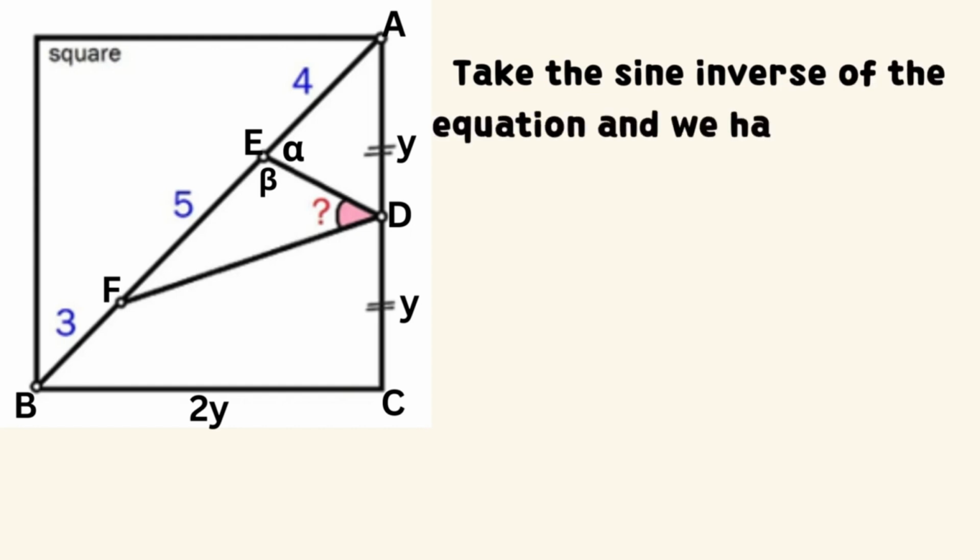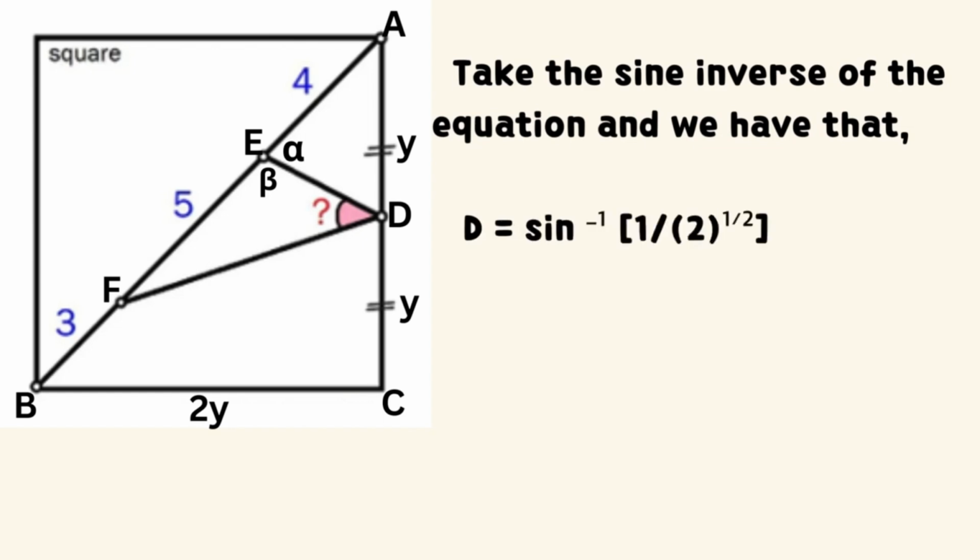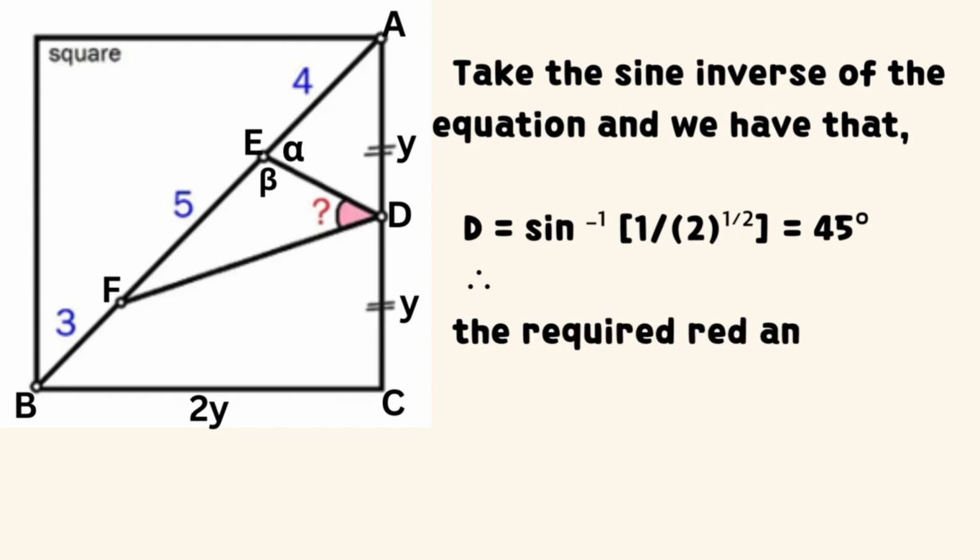Take the sine inverse of the equation, and we have that D equals the sine inverse of 1 divided by the square root of 2, which equals 45 degrees. Therefore, the required red angle equals 45 degrees.